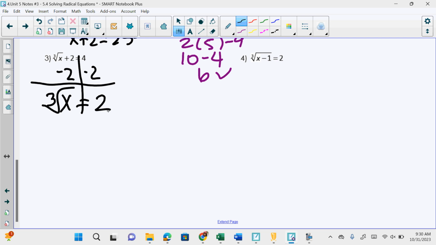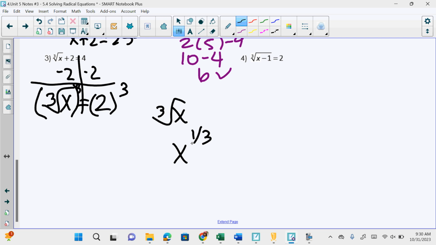on the right-hand side. And now I can raise both sides to the third power because remember, the cubed root of x is the same thing as x to the 1/3. So the reciprocal of 1/3 is 3. So I raise both sides to the third power. So I get x on the left-hand side, 2 to the third power equals 8.